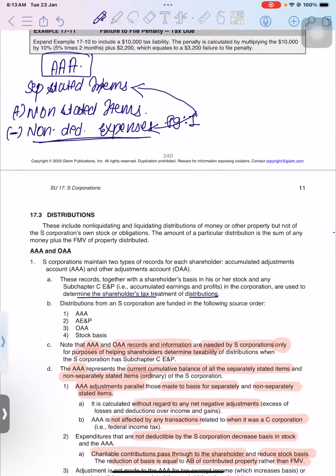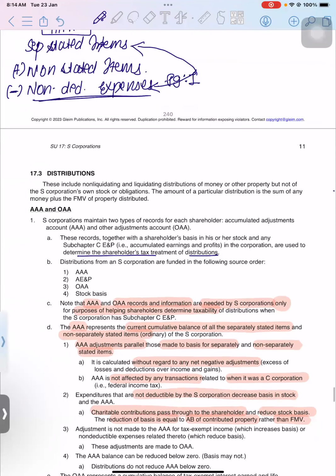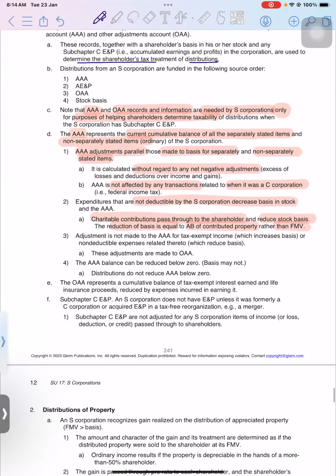The basis part we have already done. How the basis will be calculated: take all the contributions, take all the incomes, add all the separately stated incomes, reduce expenses, reduce non-deductible expenses, and reduce any distributions. That is already done. So here also we are going to reduce the non-deductible expenses.